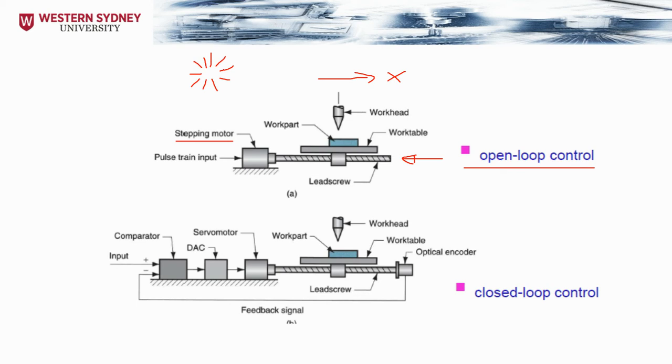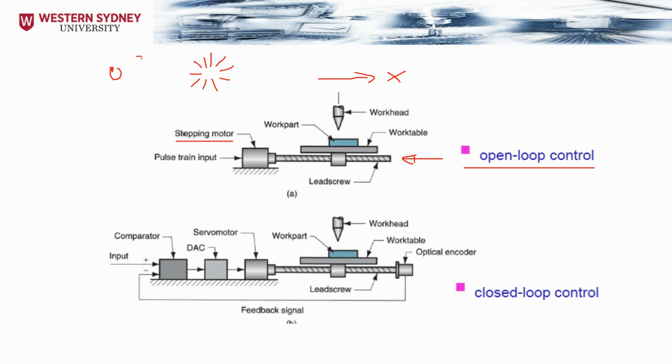Okay, so 1, 2, 3, 4, 5, 6, 7, 8, 9, 10. So this one has 10 divisions. If I would like to turn the lead screw 20 turns, I need to have 200 steps on the motor, because each full revolution is going to be 10.